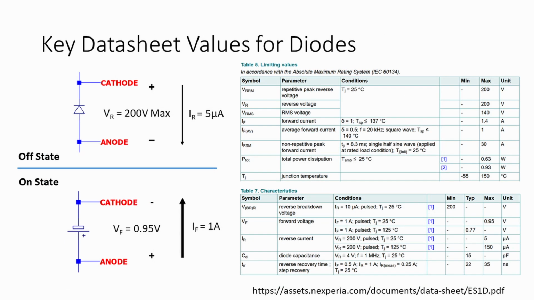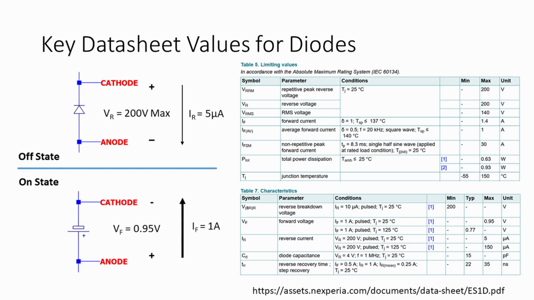Let's take a look at the key datasheet values for a diode. The upper left shows the diode in the reverse biased or off state. The first key datasheet characteristic for this state is reverse voltage, which is 200 volts for this part. From our requirements, we're only going to have 5 volts across it, so we're definitely good there. The other key characteristic for the off state is reverse current, which is the leakage current. This one has 5 microamps at room temp, which is still pretty low compared to the 1 amp load. Because only a small percentage of the rated reverse voltage is used, the leakage should be a bit lower.